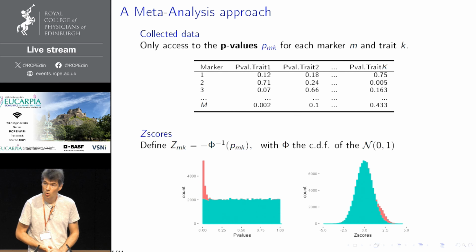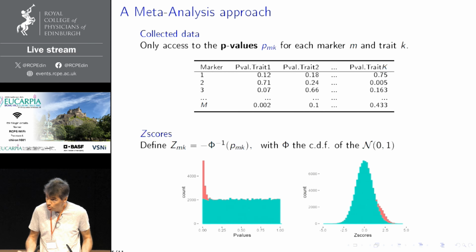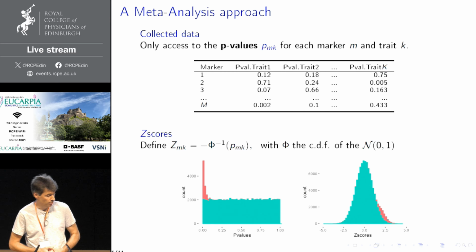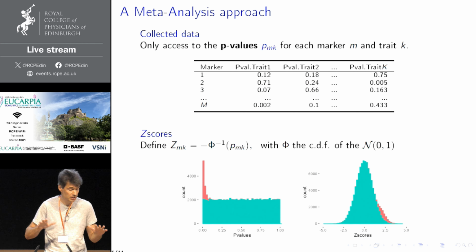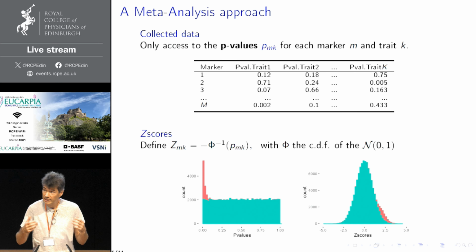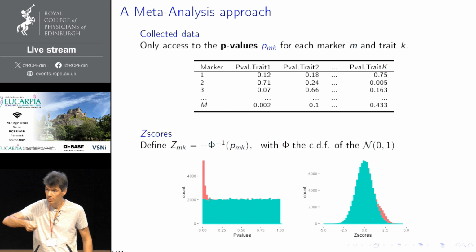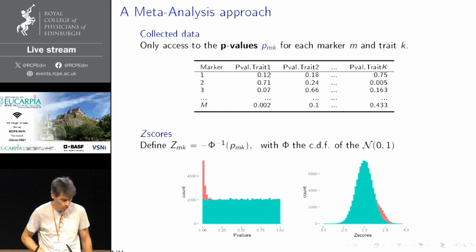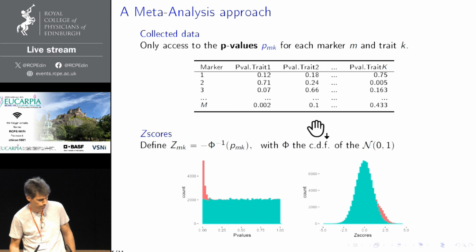Okay, so the next question is, what kind of data are we going to use to try to answer this question? I will assume here that we do not have access to the initial data, so we don't have access to the genotypes and the phenotypes. The only things that we have access to are the p-values that were obtained for each GWAS analysis on the different traits, right? So basically, we have only access to this kind of table here.